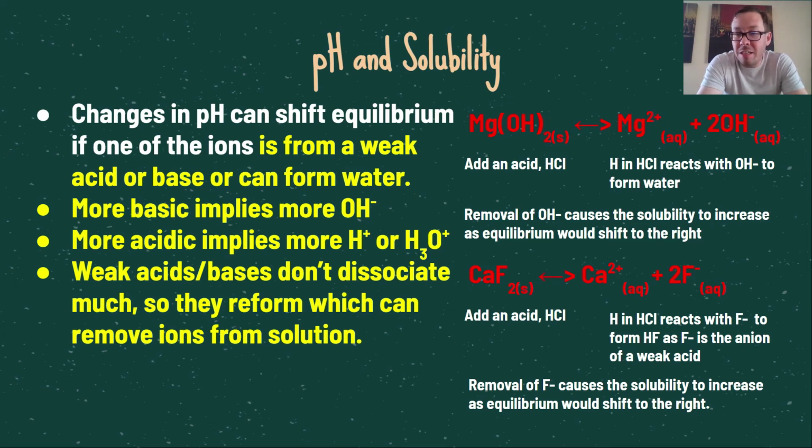So the H and Cl is going to react with F minus to form HF, as F minus is the anion of a weak acid. The removal of F minus causes solubility to increase as equilibrium shifts to the right to make up for the fluoride ions that are lost. Just think about Le Chatelier's principle. As F minus concentration decreases, equilibrium shifts to the right to make up for that. That means that in an acidic solution, calcium fluoride's molar solubility is going to increase.